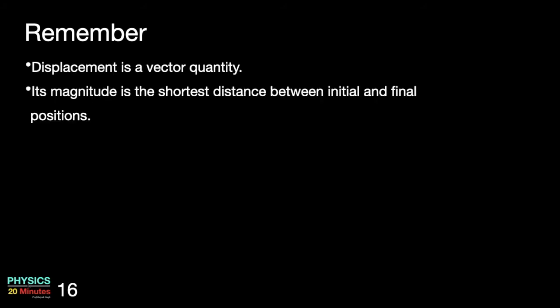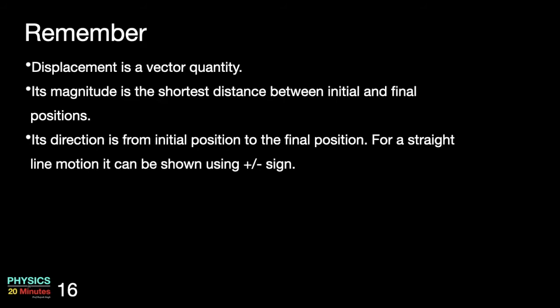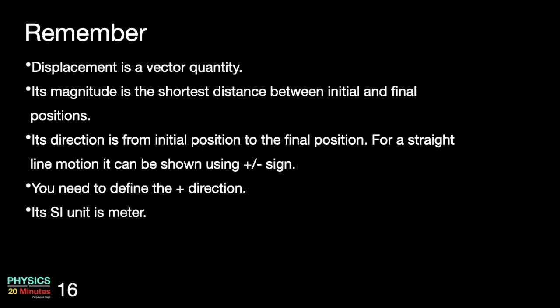So do remember the important points. Displacement is a vector quantity. Its magnitude is the shortest distance between the initial and final point. Its direction is from the initial position to the final position. For a straight line motion, there are only two options: one is the forward direction and one is the reverse direction. So it can be shown using plus minus sign, provided you define the positive direction first. Then the opposite will be the negative direction. And its SI unit is meter.